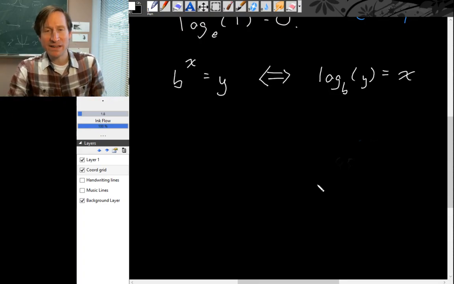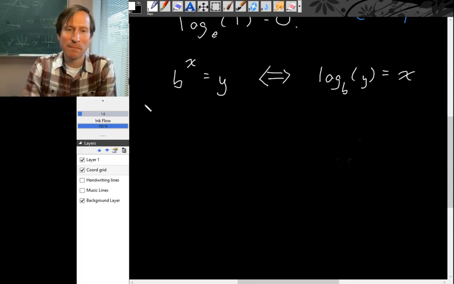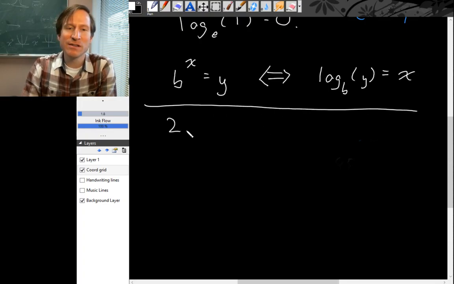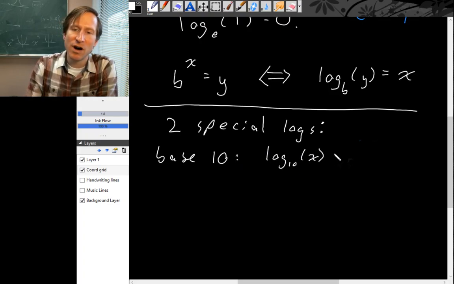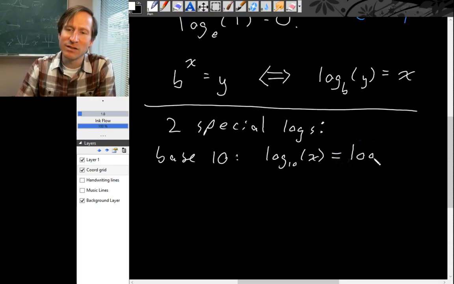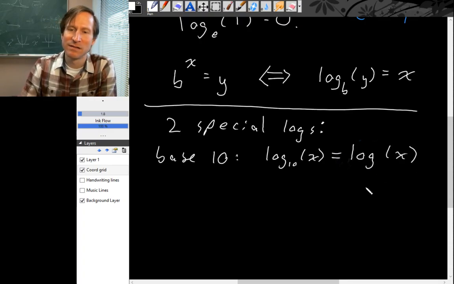All right. So every base, except for one, has its own logarithm. There are actually two special log functions. Base 10. Okay, log base 10 is often written as log with no base at all. Okay, so if there's no base down here, it's implicitly log base 10. This is called common log. This gets used a lot in the sciences.